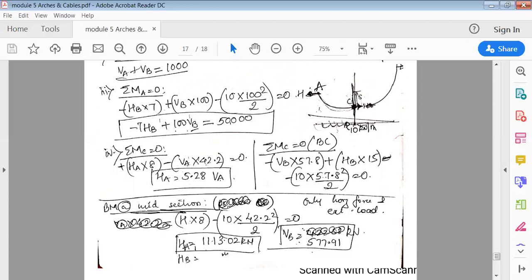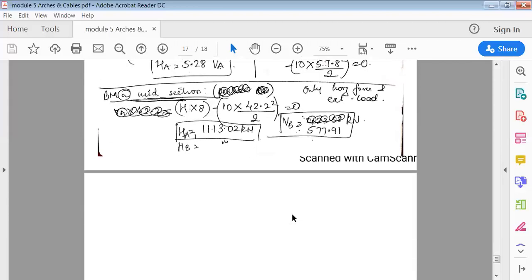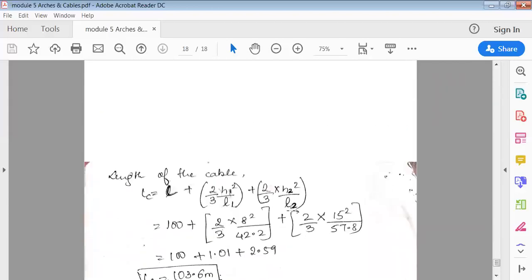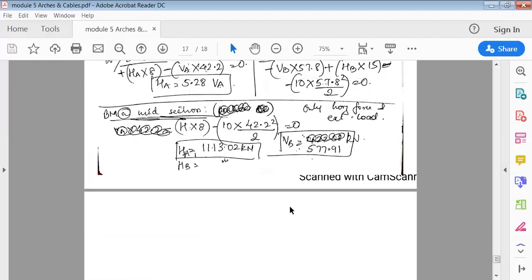Horizontal force into perpendicular distance, and then 10 into 42.2 squared, only this distance, is equal to 0. So we find H, that is HA, which is equal to HB. Once you find HA and HB, put it in this equation and find VB. Once you get VA, VB, HA and HB, next calculate the length of the cable.